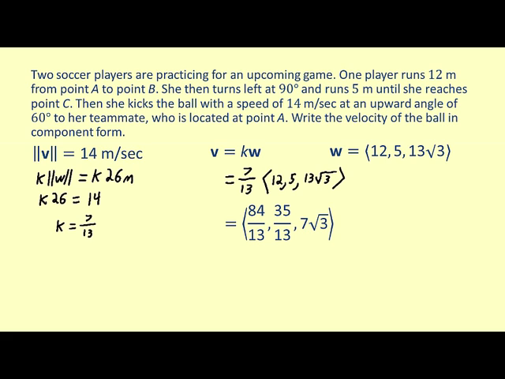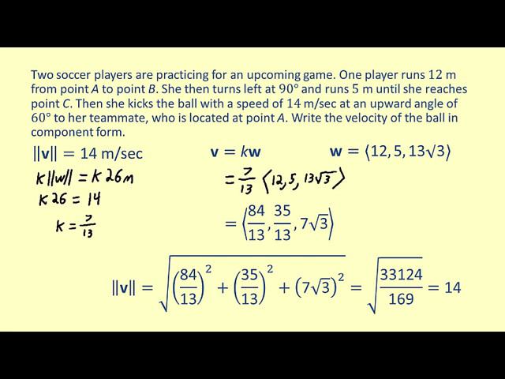To check to make sure we have the correct vector, we can find the magnitude of v, which should be 14. And we can see that the magnitude of v is indeed 14.